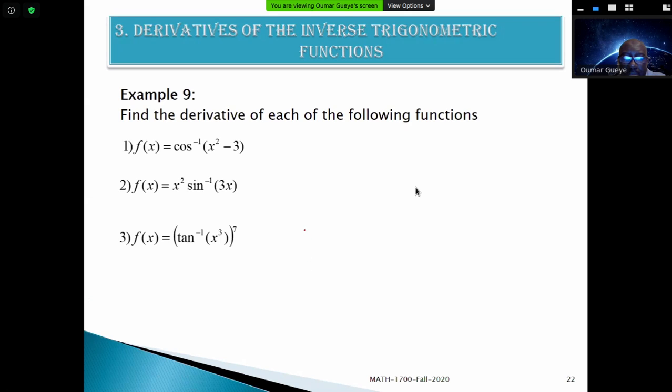So if you remember, if you want to differentiate g(x), for example, to the power n, this is exactly the case. In this case, g(x) is equal to tan inverse of x cubed, and n is equal to 7. And do you remember in this case the chain rule? We differentiate it.